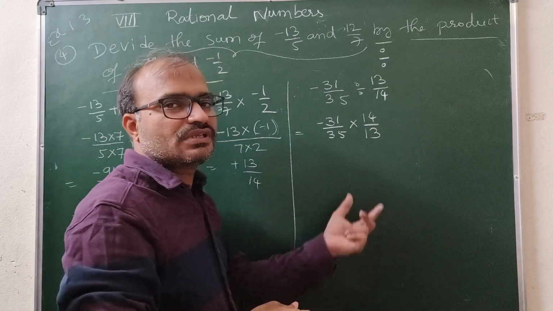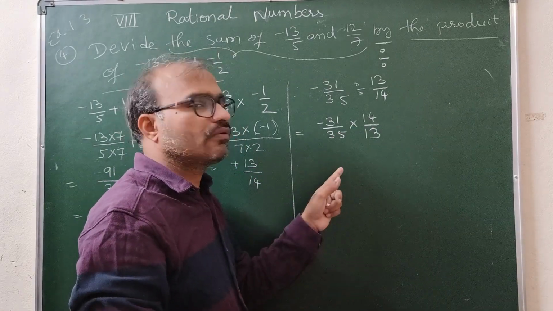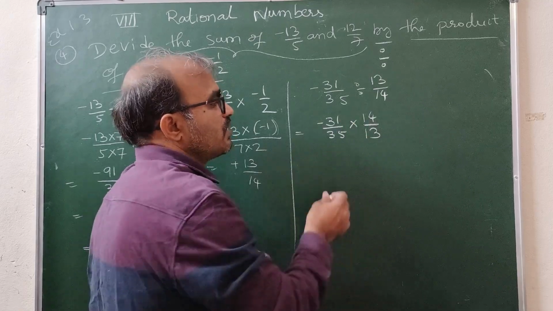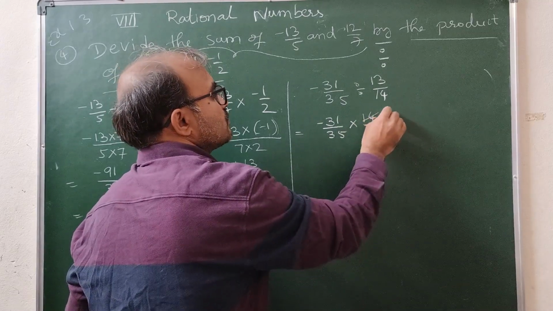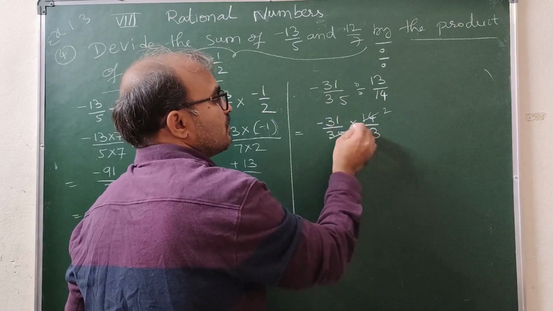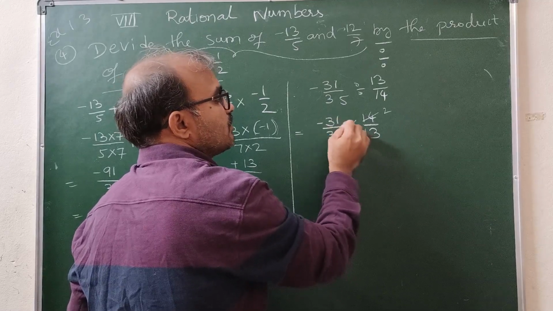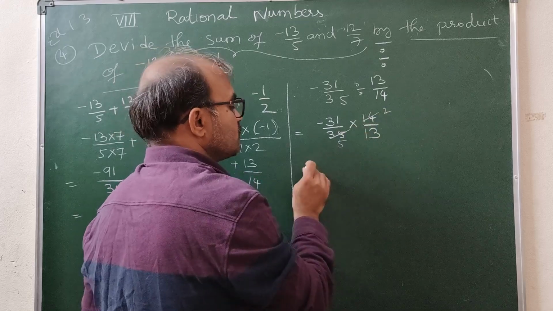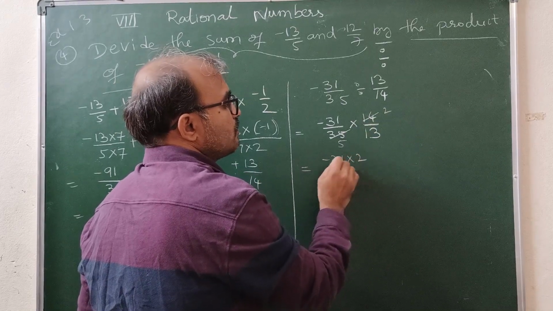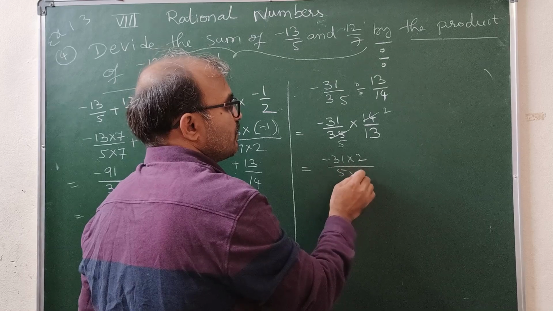As soon as we see this 35 and 14, if you are good at tables, you will get the idea that both have a common factor of 7. So 7 2s, 7 5s. 31 and 14, 31 and 13, 2 and 5, so there is no common factor. So minus 31 into 2 by 5 into 13.